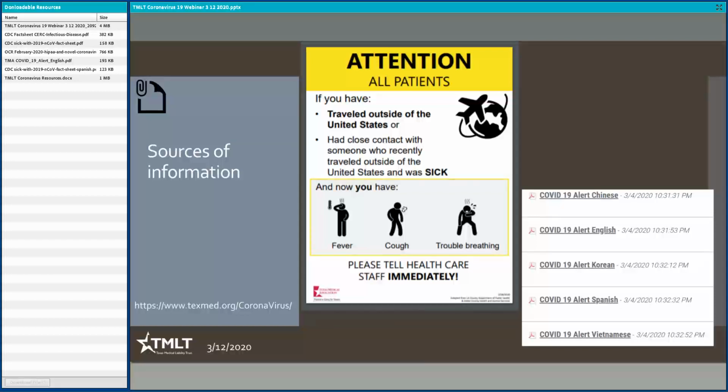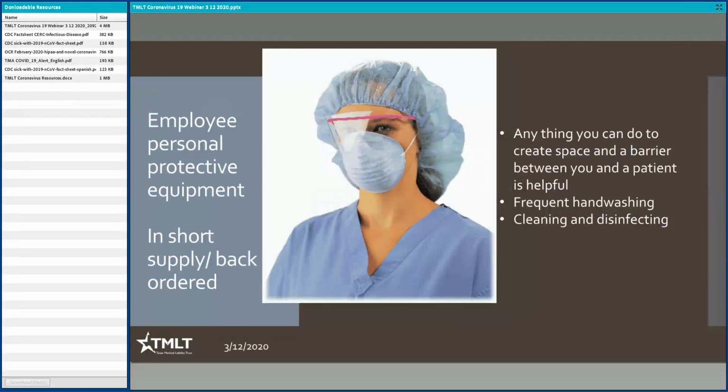I think it's wise for you to consider posting something at the entrance to your clinic to let your patients know that if they think they have been exposed to the coronavirus, they need to let you know. They don't need to simply sit in your waiting room. TMA has provided posters on their website, not only in English, but multiple languages that are available for download, and the English version is available on our download pod.